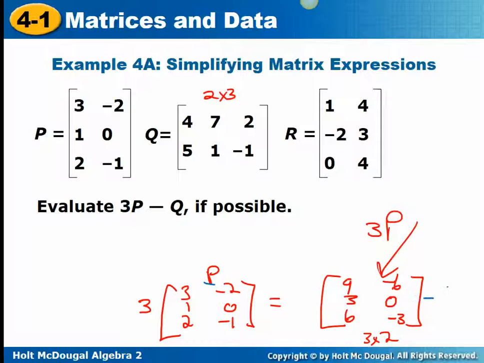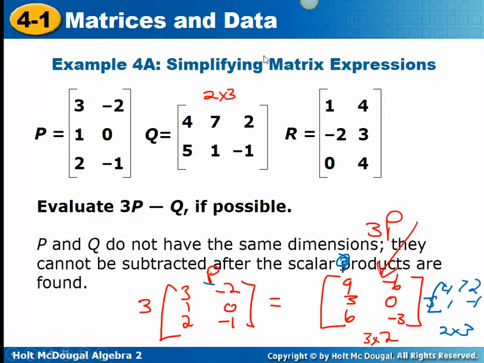But when I go to subtract Q, we have two different dimensions here. We have a 3 by 2, and this is a 2 by 3. 3 by 2, 2 by 3. They don't match, so we cannot finish this. And I could have checked for that at the beginning if I wouldn't have got so excited about doing my scalar multiplication there. So since they do not have the same dimensions, you cannot subtract.